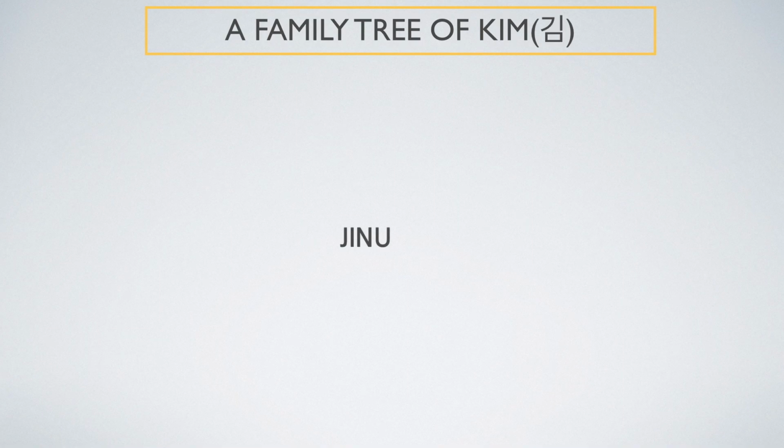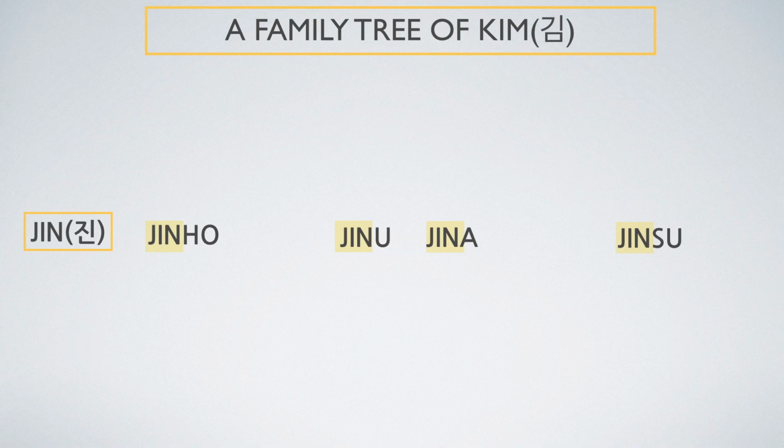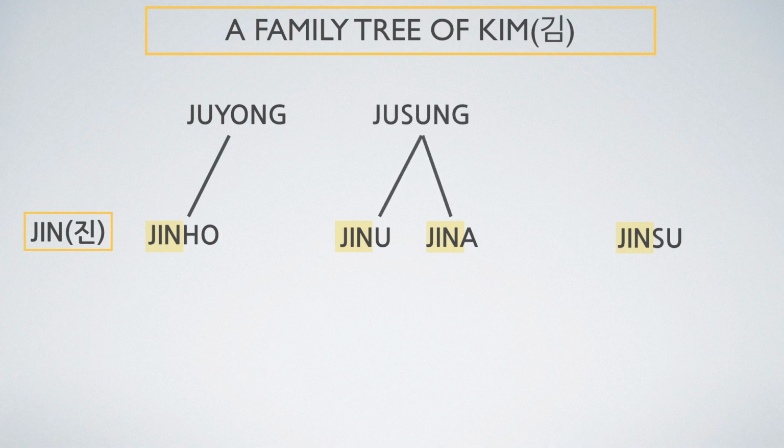Ji-nu has a sister, Ji-na, and he also has 2 cousins, Jin-ho and Jin-su. Did you notice that a certain sound, certain letters, are repeating among these 4 people? Yes, it's Jin. Jin is the letter for their generation. Let's go to the upper generation. Jinu and Jina's father's name is Ju-sung, and Jinho's father's name is Ju-young. Yes, Ju is repeating. Ju is the letter for their generation.